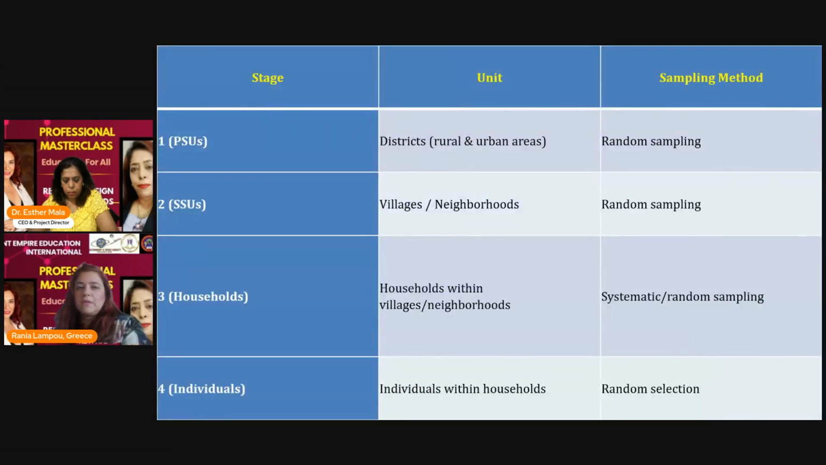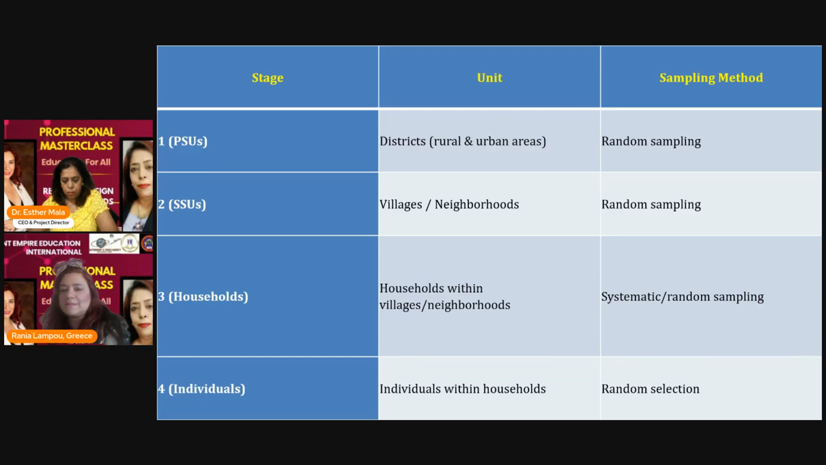So here you can see the stage, the unit, and the sampling method. The first stage, we have random sampling. For the secondary sampling unit, we have random sampling. Then for household, systematic random sampling, and for individuals within a household, random selection.